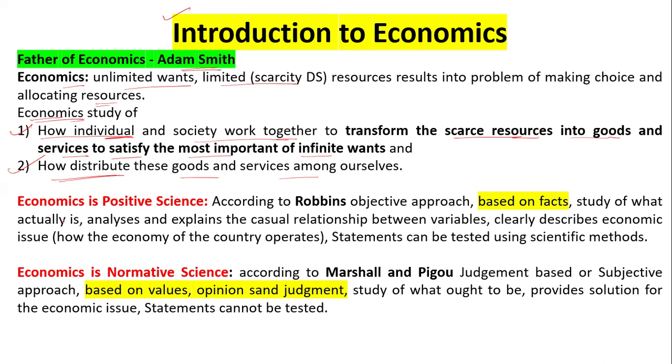Now, economics is both a positive science and a normative science. So what is a positive science? Behind every concept in economics, there is a person who made us aware of it. Economics as a positive science was introduced by Robbins. It is a positive science because it is based on facts, which is why it is a science. It analyzes and explains the causal relationship between variables and clearly describes economic issues, such as how the economy of a country operates. This is the main issue we discuss in positive science, and its statements can be tested using the scientific method.